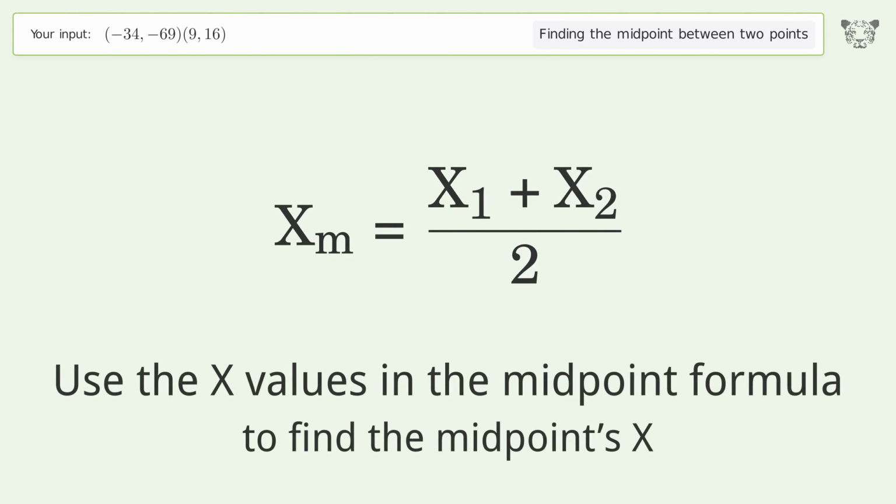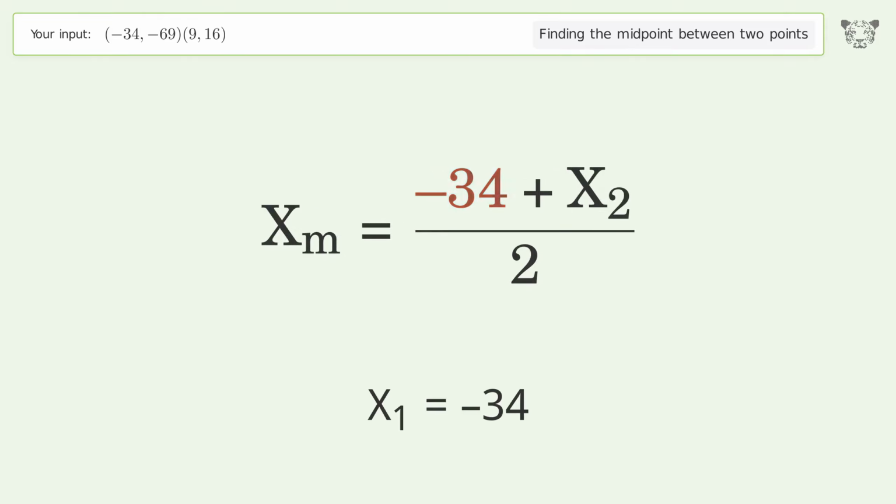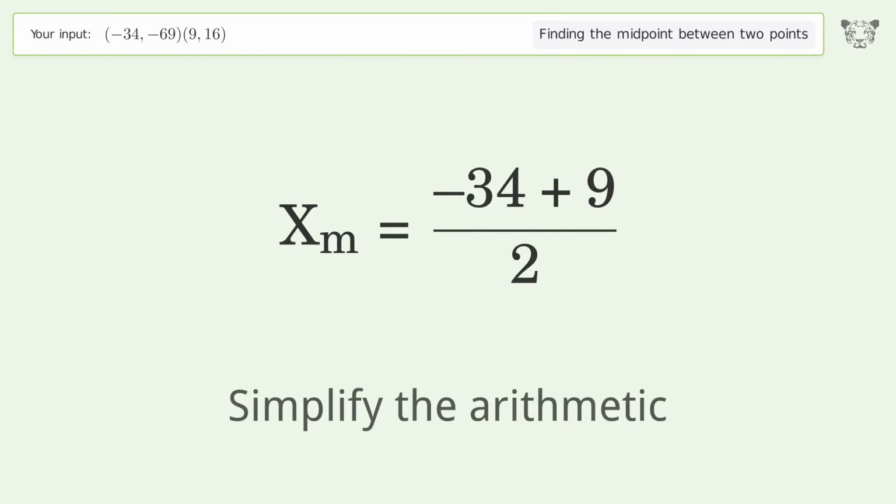Use the x values in the midpoint formula to find the midpoint's x. x1 equals negative 34. x2 equals 9. Simplify the arithmetic.